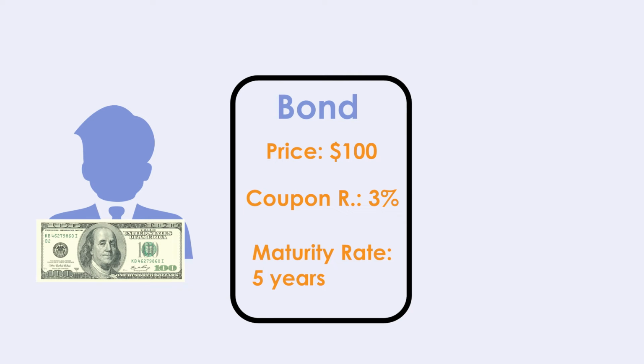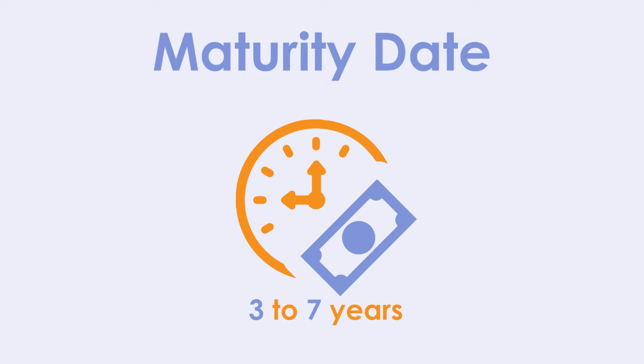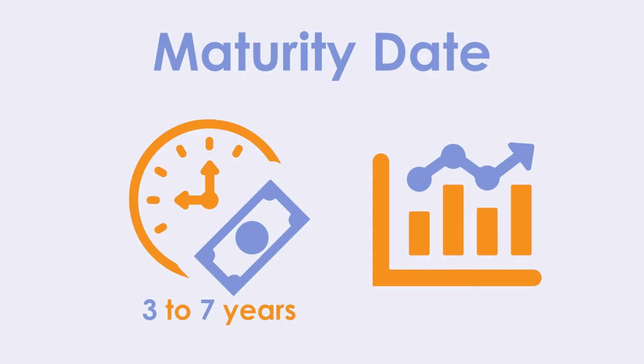The third element of a bond is the maturity date. Usually it is somewhere between 3 and 7 years, but it can also go much longer. Some government bonds have maturities that are over 30 years. However, that doesn't mean they have to wait 30 years for their money. Bonds, just like stocks, are traded on a stock market. This means that you can also buy or sell bonds on the stock exchange during their term.